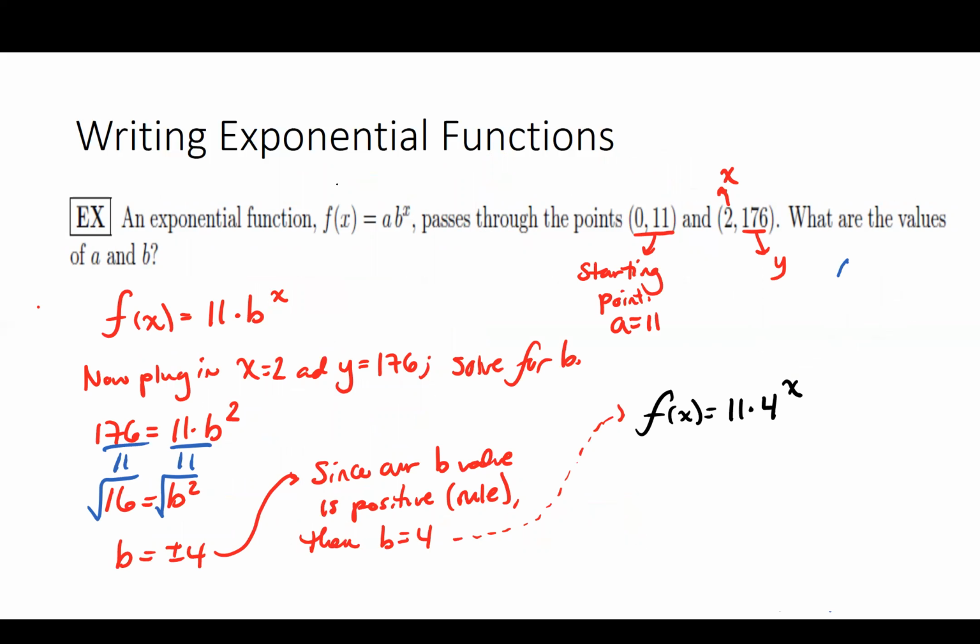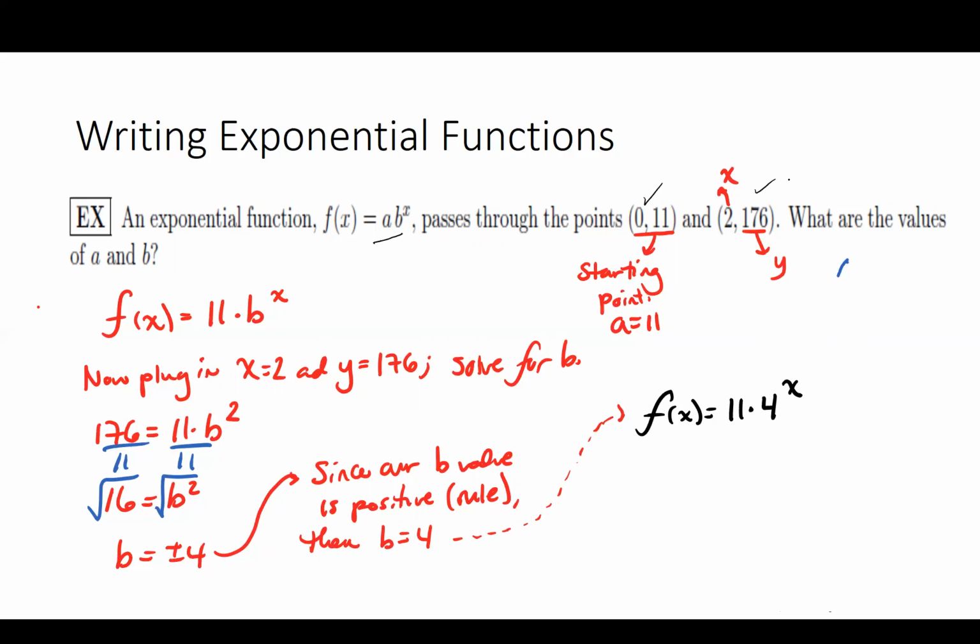So let's suppose I've got an exponential function, and it's going to look like this, and it's passing through these coordinates. I want to know what the values of A and B are. So I'm just going to go ahead and walk through the math of this. I want you to just kind of wrap your head around where these numbers are coming from.